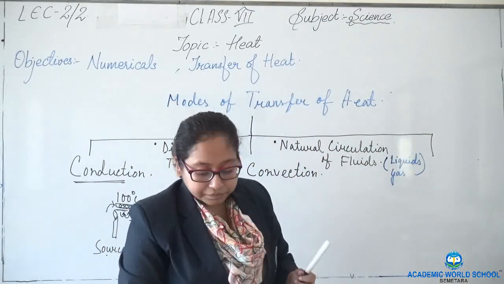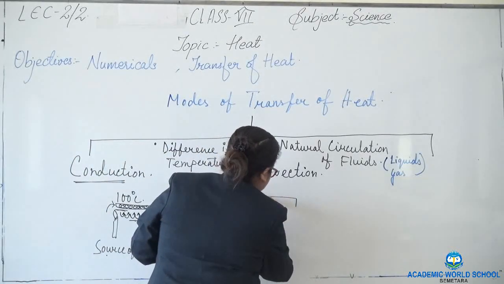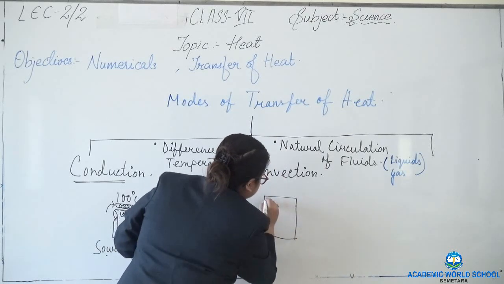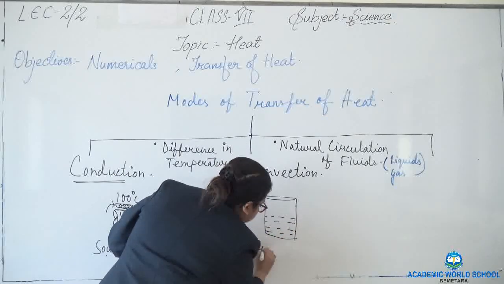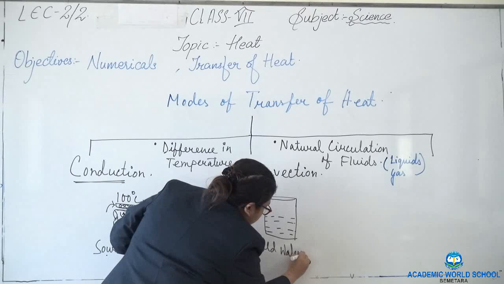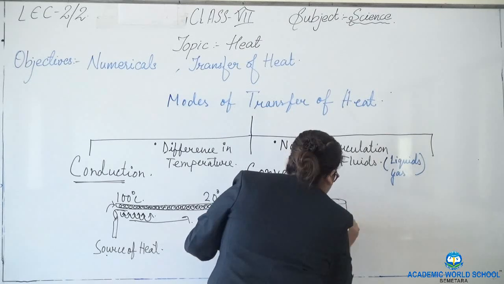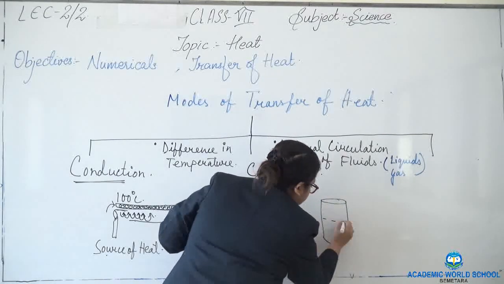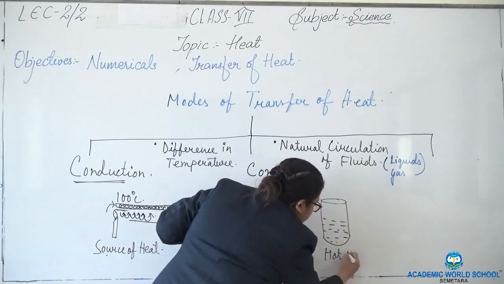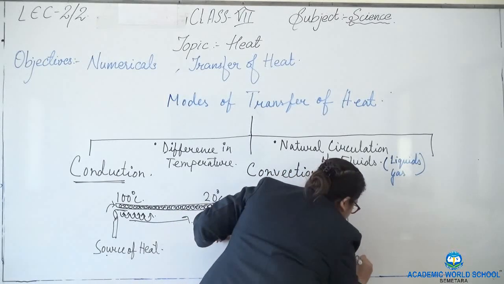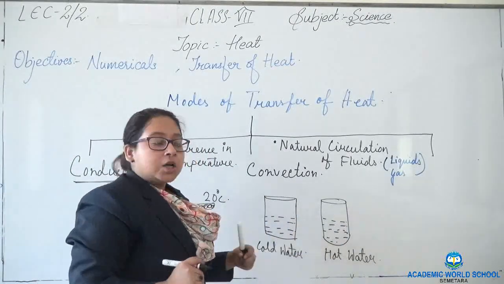Now what happens here in convection? Suppose I am having one beaker, and here I am having cold water. I am having another beaker, where I am having hot water. I am having two beakers. One is cold water, another one is hot water.